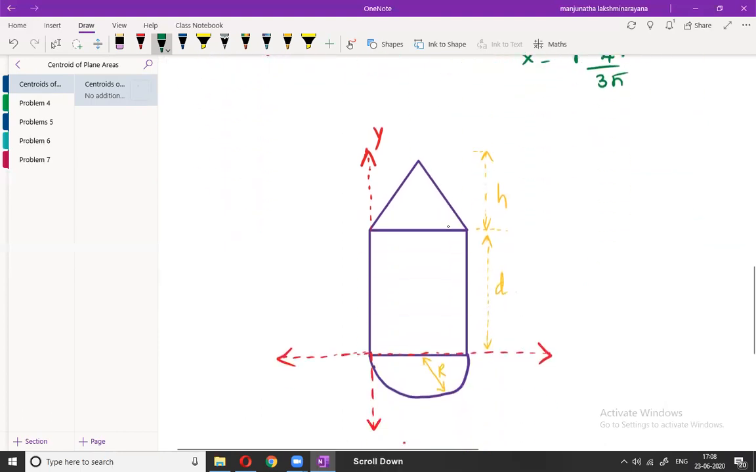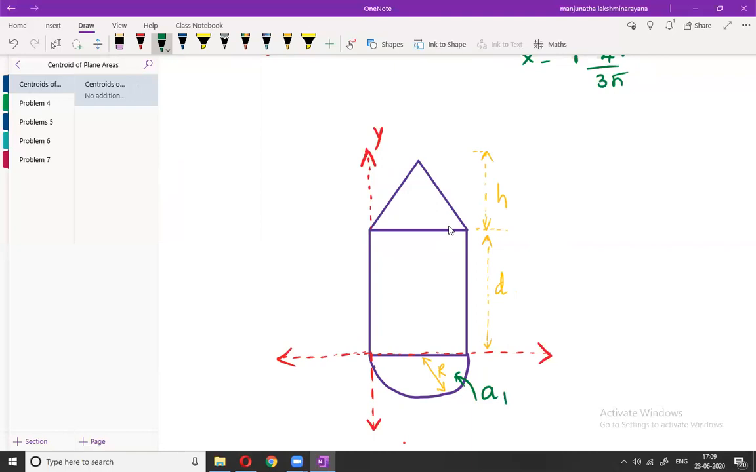Now let us consider one general problem. If you are able to identify the x bar and y bar, you can easily solve the problems. That's nothing but finding out the centroid of complex areas. In the case of complex figures, first you need to identify different areas. We need to divide the given complex area into simple elemental areas.